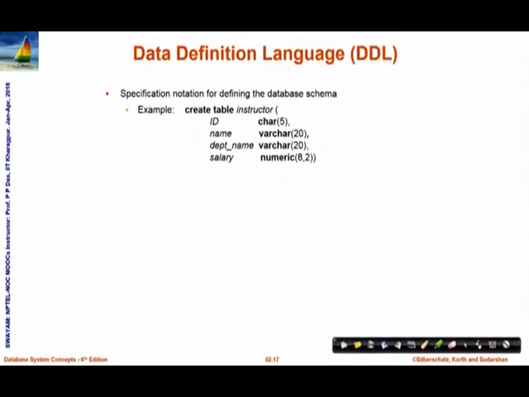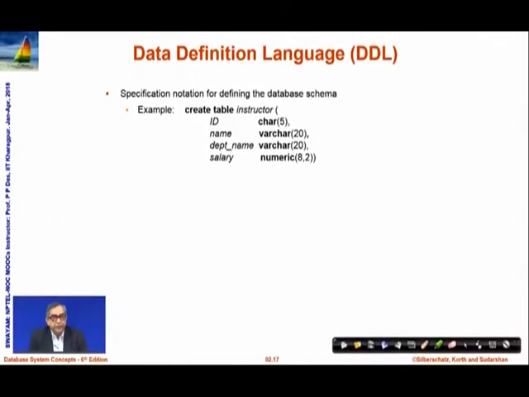So, DDL is the language, or part of the language, which is used to define and manipulate the schema of a database. That is why schema is a way to define a database, so it is called a data definition language. You can define that I am going to have a table called instructor, which will have 4 different fields, each having certain types of data.